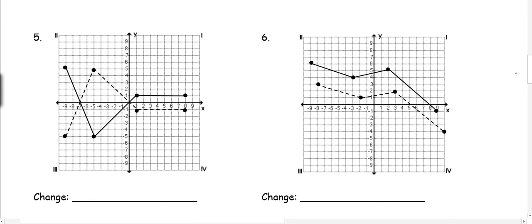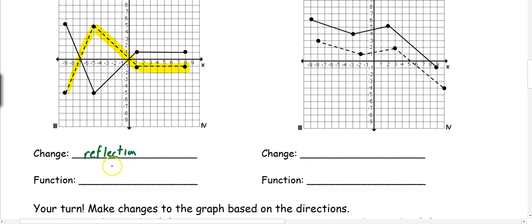Number 5, I notice that all of my dots line up with each other. However, the shape is flipped. Whenever my shape is flipped, this is a reflection. And so when I have a reflection, for my function rule, I need to multiply by -1. So -1 times f of x.